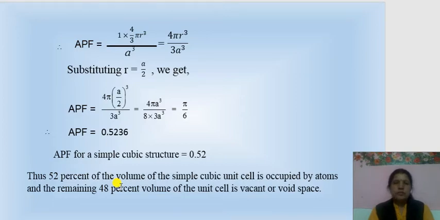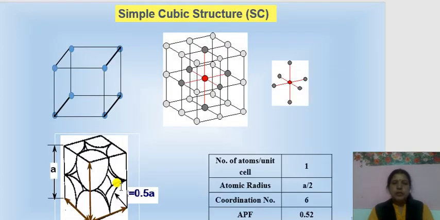This is the structure of simple cubic. Here 8 atoms are at the 8 corners. Here the contribution is shown as 1 by 8 contribution. Number of atoms per unit cell is 1. Atomic radius is a by 2. Coordination number is 6. Atomic packing fraction equals 0.52.